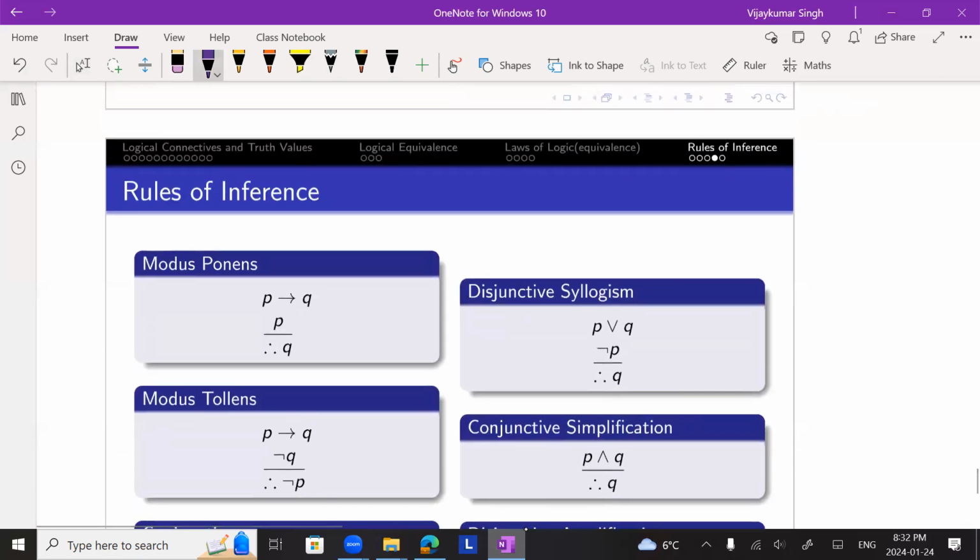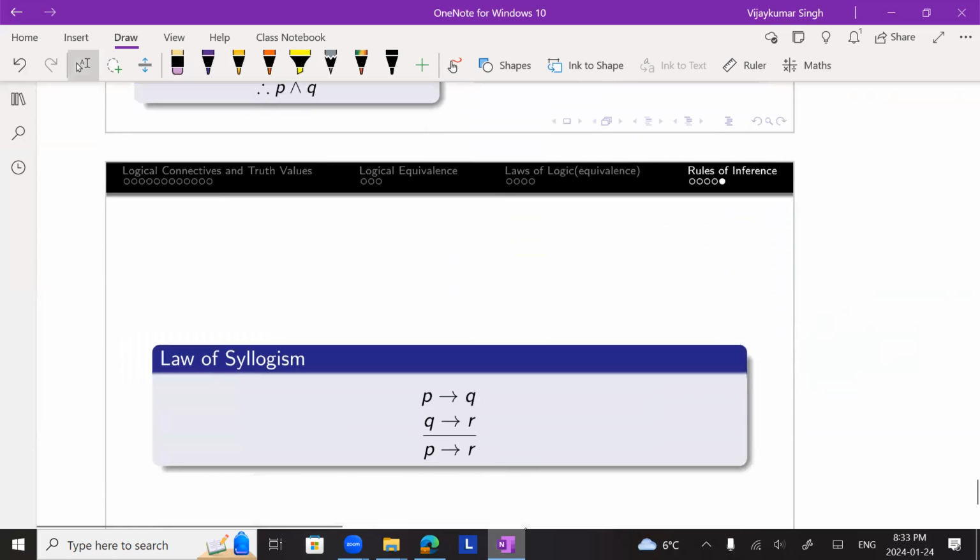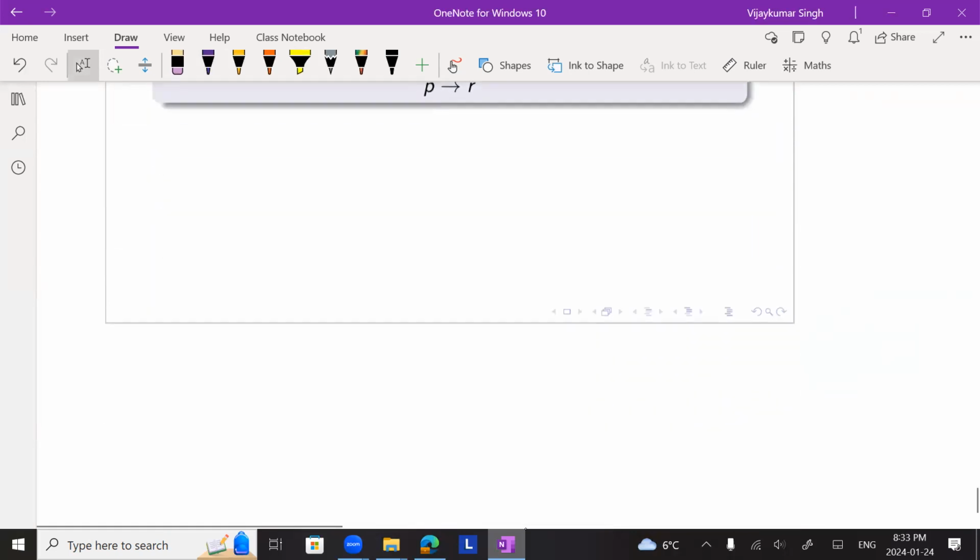Now, disjunctive syllogism. If you have P or Q, and negative P is true, that means P is false. Basically, what will happen? Then the value of this will depend on what Q is, right? Do you agree? So this gives me Q. Similarly, conjunctive simplification: if P and Q is true, then I can write Q or P as well. Does it make sense to you? And then there's disjunctive amplification. Okay, so this is the law of syllogism we already talked about.